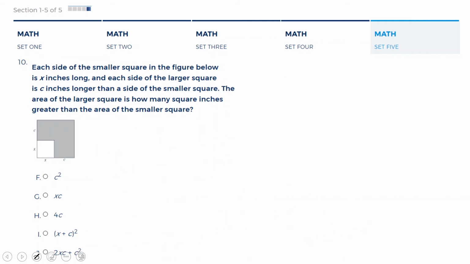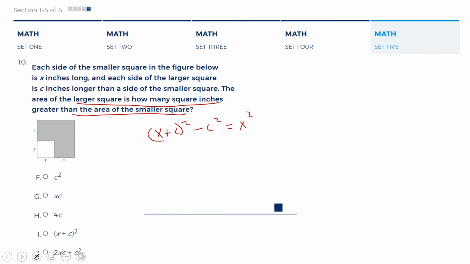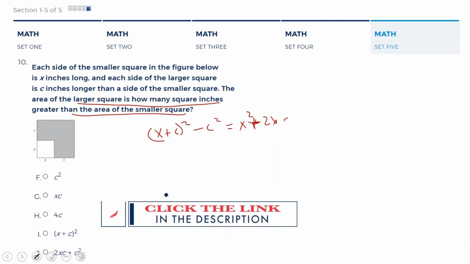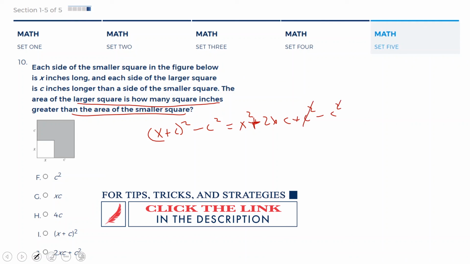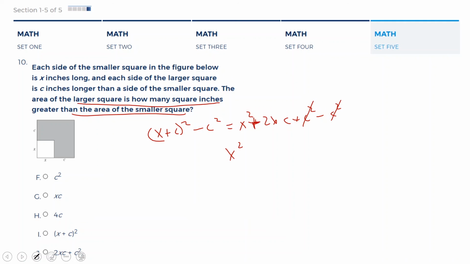Each side of the smallest square in the figure below is x inches long, and each side of the largest square is x plus c. Then the area of the largest square is how many square inches greater than the area of the smallest square? Okay, largest square is (x plus c) squared. Smallest square is x squared. That's equal to x squared plus 2xc plus c squared minus x squared. So we cancel the x squared terms. So it's 2xc plus c squared. Yeah, it's the last one, J.